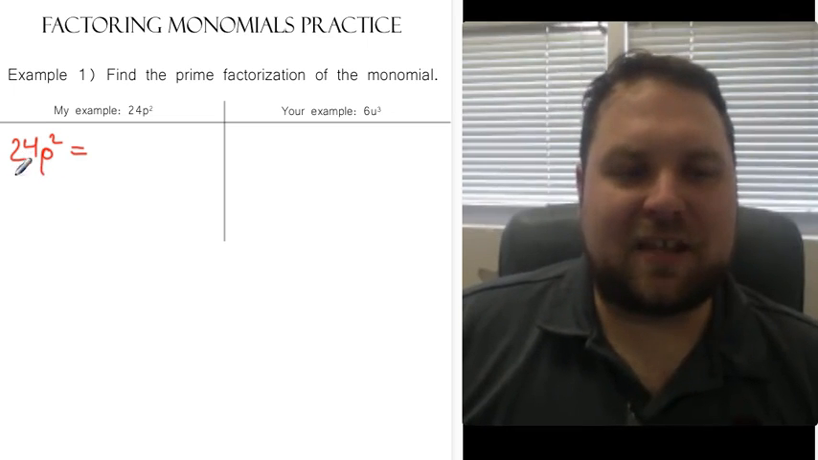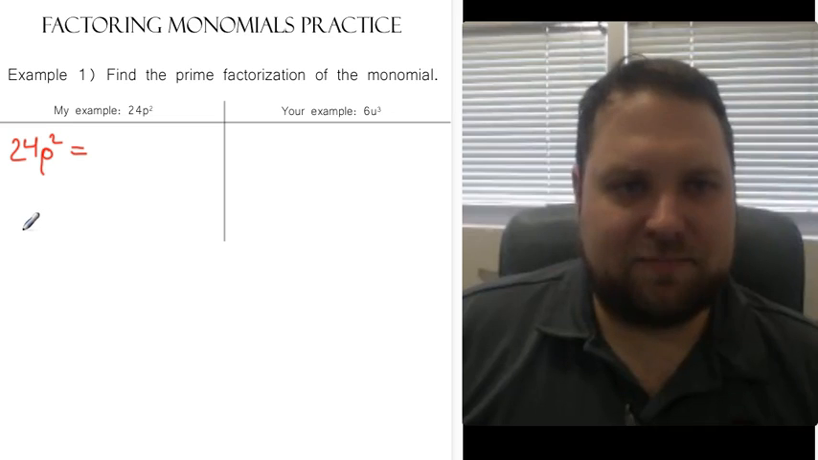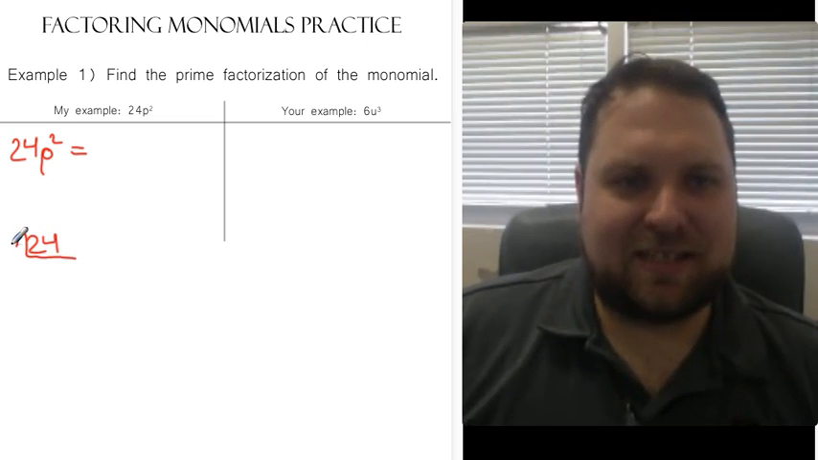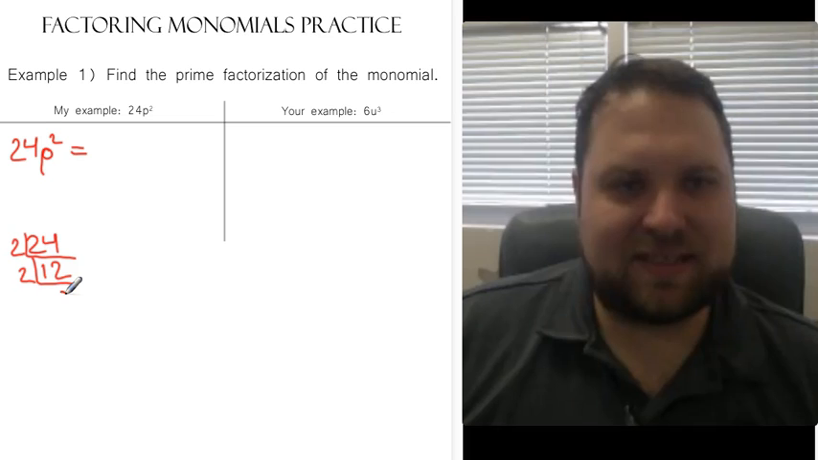Good. Now let's take the coefficient. In my case, that's going to be 24. And let's find the prime factorization. So in my case, I start with 2. 24 divided by 2 is 12. I try 2 again. 12 divided by 2 is 6.